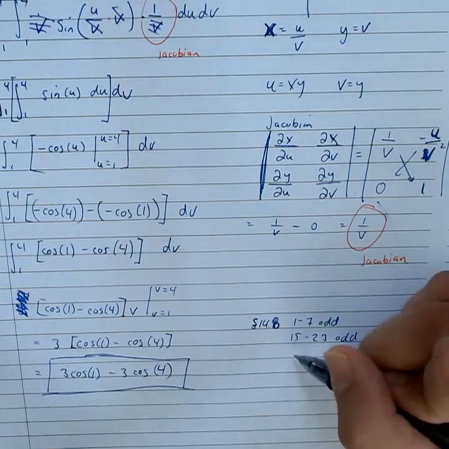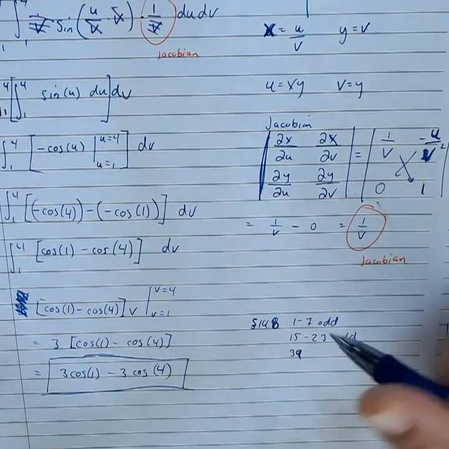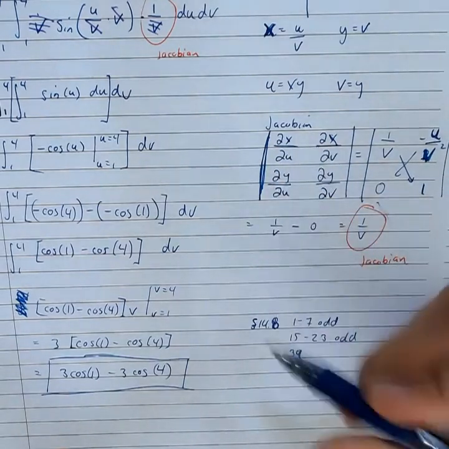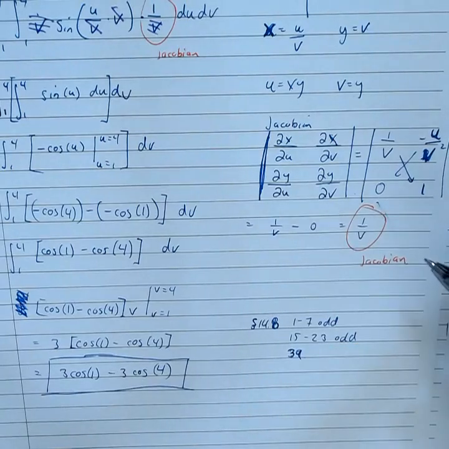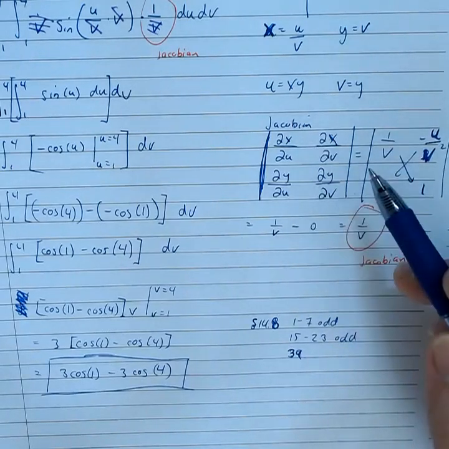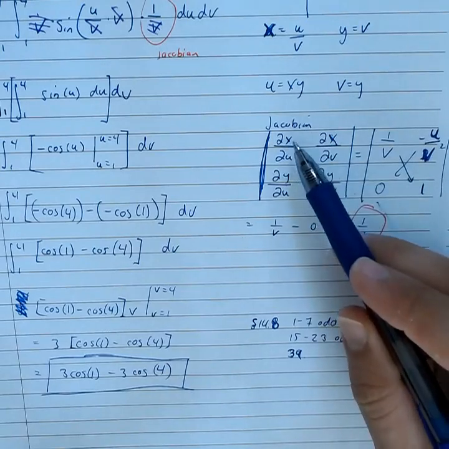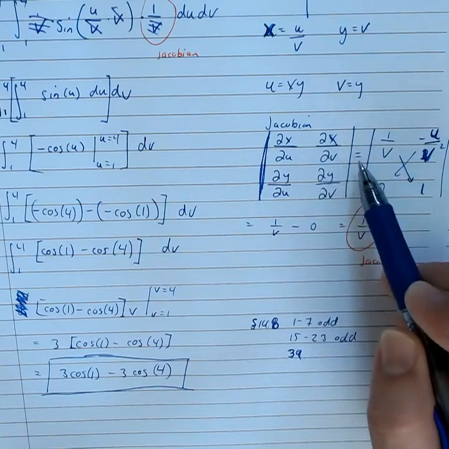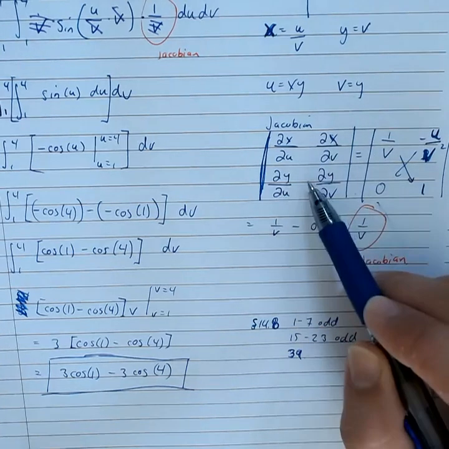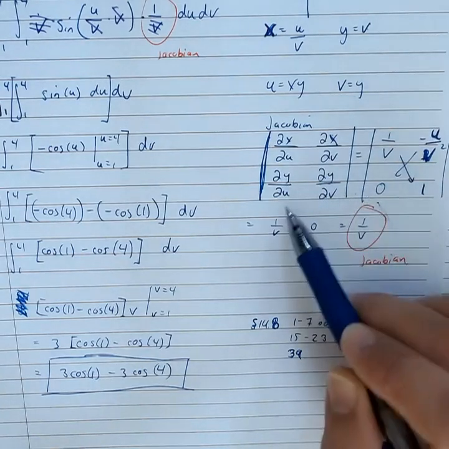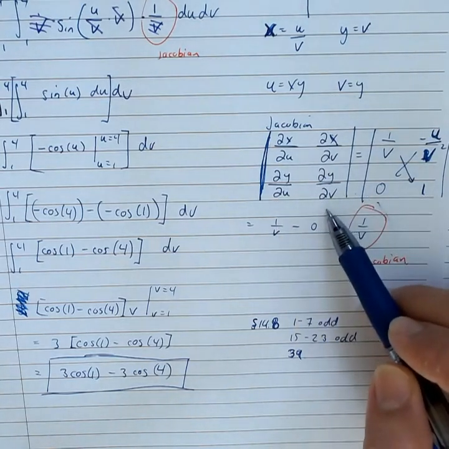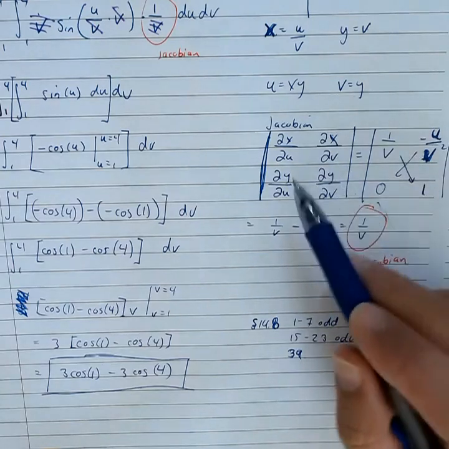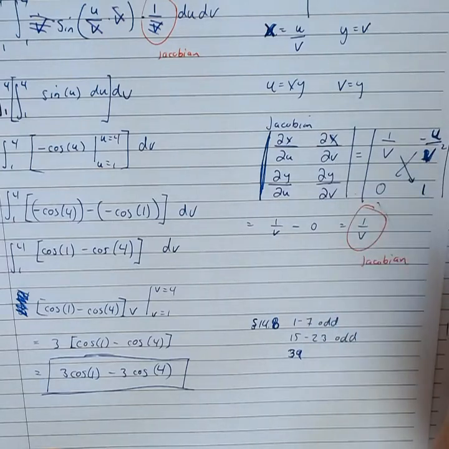And finally, try number 39. In this section, we've only seen the Jacobian of two variables, a 2 by 2. Number 39 will show you what a Jacobian for 3 variables will look like, a 3 by 3 matrix whose determinant you'll take. It will look exactly the same. It'll be del x, del u, del x, del v, del x, del w, del y, del u, del y, del v, del y, del w, del z, del u, del z, del v, del z, del w. So it'll be a 3 by 3 matrix, and you'll take its determinant to find a Jacobian.